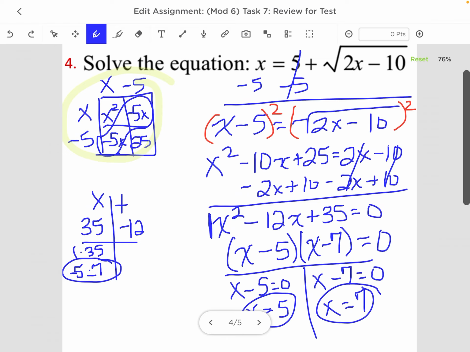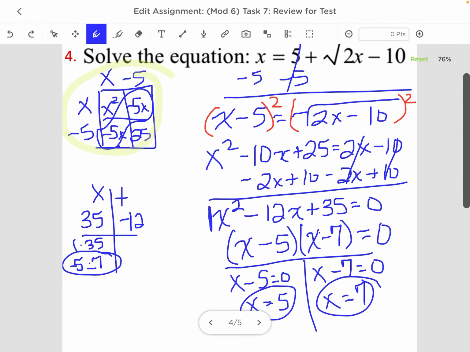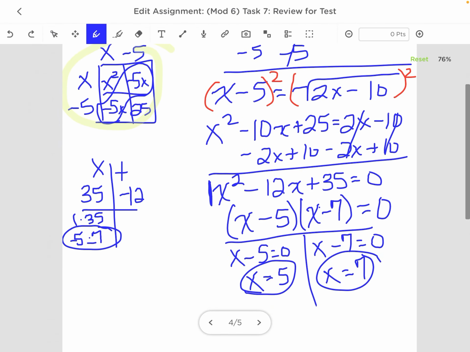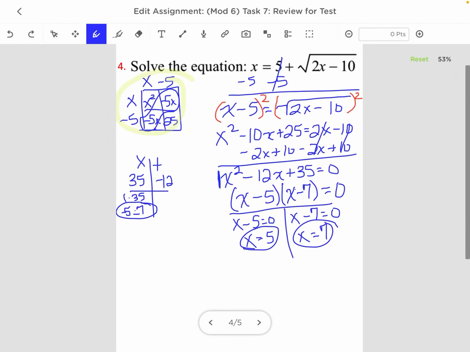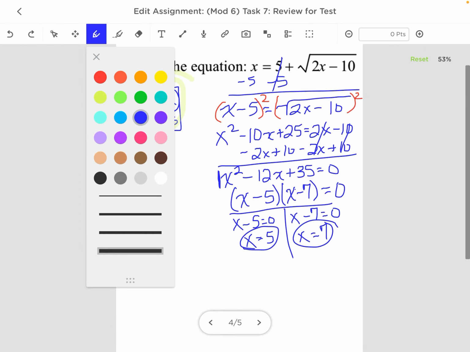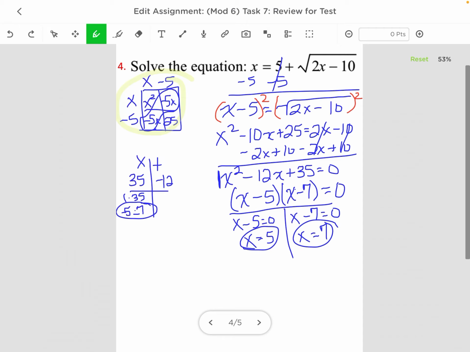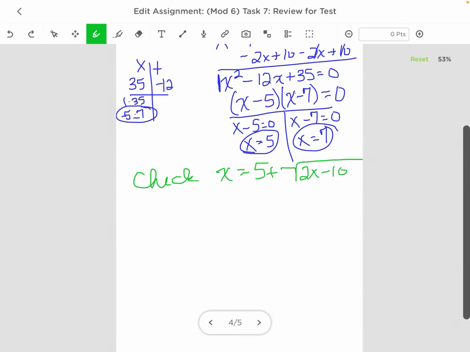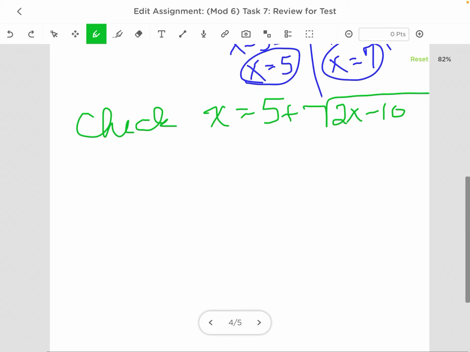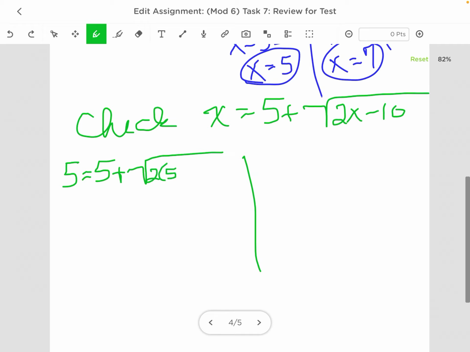And then, of course, I need to check. So there's my solving, and then I need to check. So I am going to come in, and I am going to go back to my original. Let's do check in green. So my original 5 plus the square root of 2x minus 10. And I'm going to check 5. So I'm going to have 5 equals 5 plus the square root of 2 times 5 minus 10.